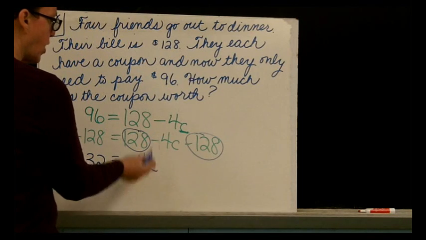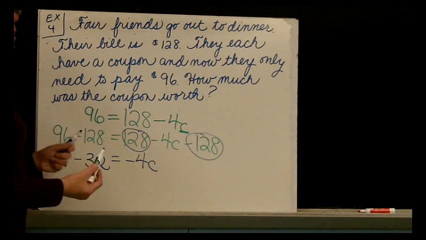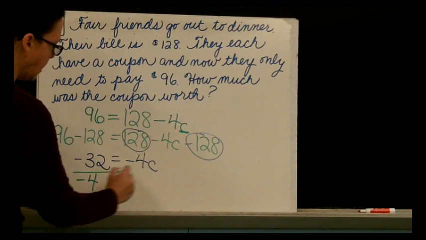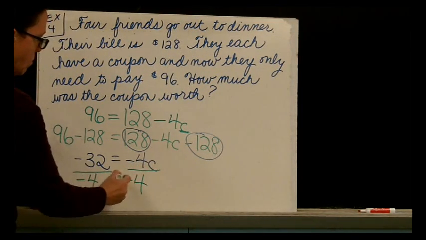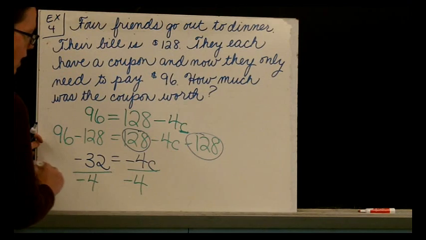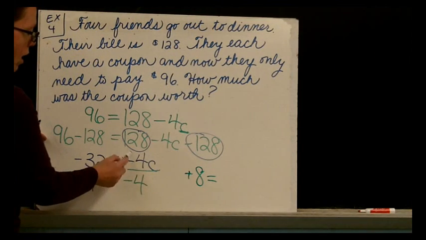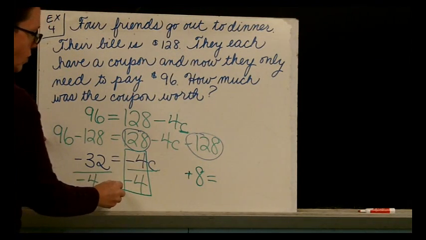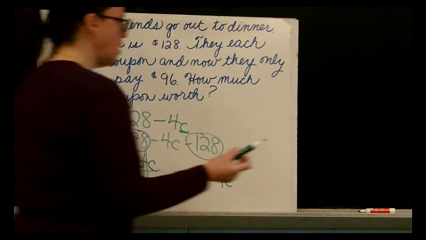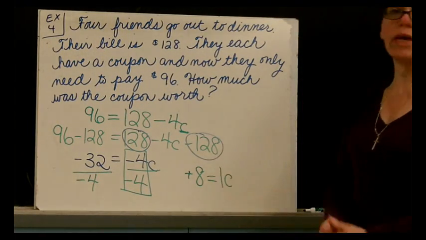Now we're almost done. Our c is practically alone. Right now, the c is being multiplied by a negative 4. Inverse operation means that we have to do the opposite of that. We have to divide both sides by a negative 4. Now over here, when we simplify negative 32 divided by a negative 4, we get a positive 8. Our coefficient here becomes a positive 1 because a negative 4 divided by itself is 1. C. So you see, both ways, we get the same results. The coupon that each person had was worth $8.